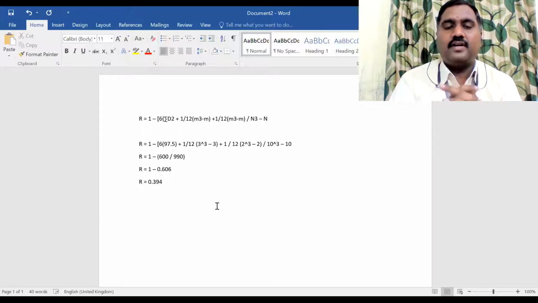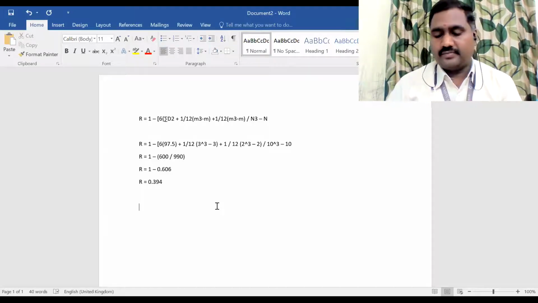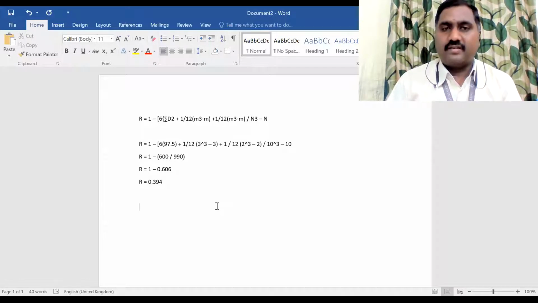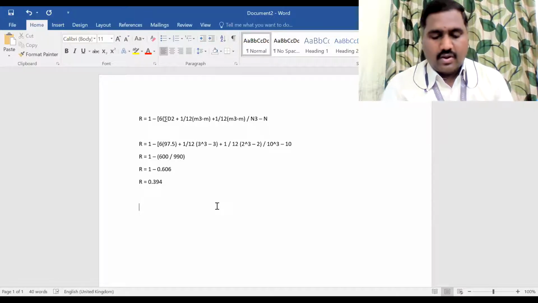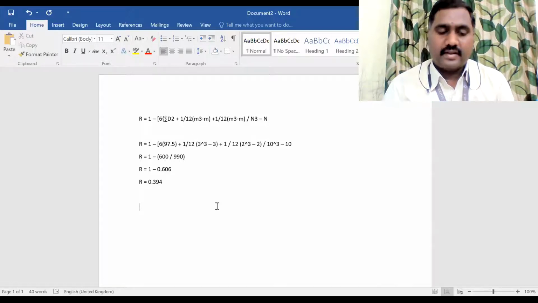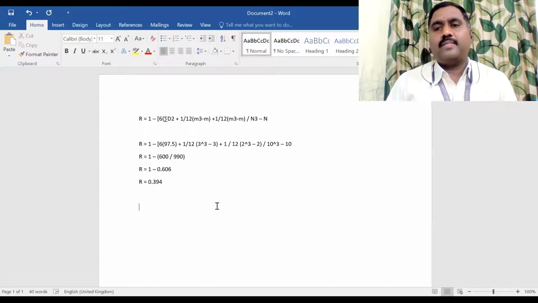After copying this answer, you can write: since R equal to 0.394, which lies between plus 0.25 and plus 0.50, therefore there is a low, moderate degree positive correlation. Clear?